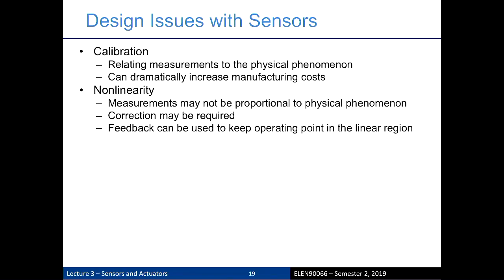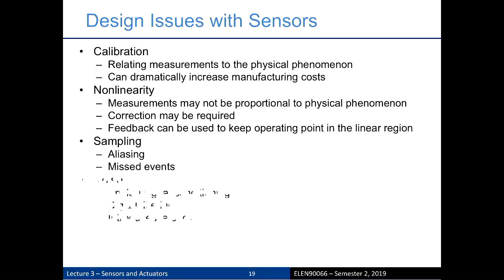So we may need to correct those by some mathematical trickery to undo the nonlinearity, or use feedback to try and keep the sensors within the linear range. There are plenty of nonlinear sensors out there that we try to tame by feedback control. Sampling: as soon as we get into the cyber world, we have problems with sampling. Aliasing, which I'll talk about, and missed events if we don't sample fast enough. Noise, that's an obvious one.